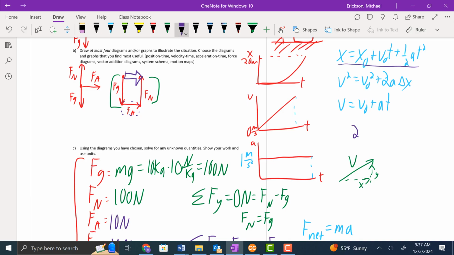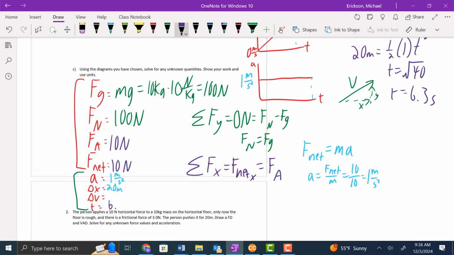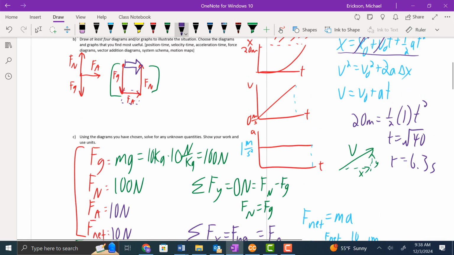So 20 meters is equal to, this will be 0, this will be 0, 1/2 a t squared. So 20 divided by 1, let me do this math. t basically becomes the square root of 40, which is 6.3 seconds. Now that I have that information, I'll probably use this formula here. So v is equal to 0 plus 1 times 6.3. So my velocity is going to be 6.3 meters per second.